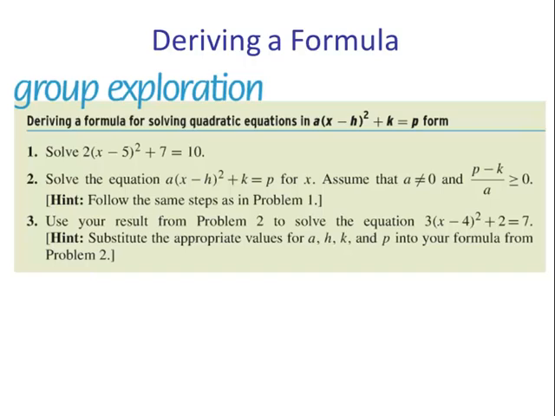Number 1. Solve 2 times x minus 5 quantity squared plus 7 equals 10. Number 2. Solve the equation a times x minus h quantity squared plus k equals p for x. Assume that a does not equal 0 and p minus k divided by a is greater than or equal to 0. Number 3. Use your result from problem 2 to solve the equation 3 times x minus 4 quantity squared plus 2 equals 7.